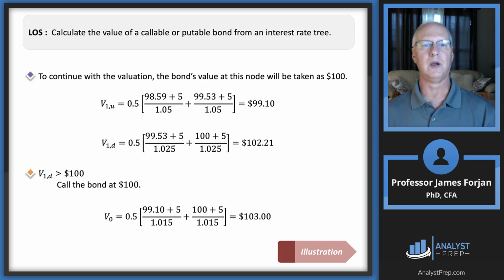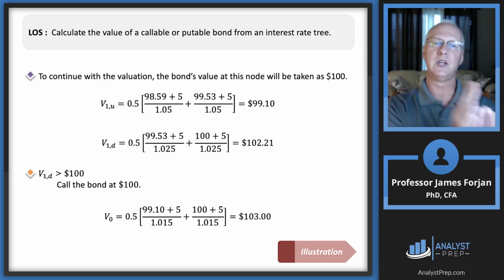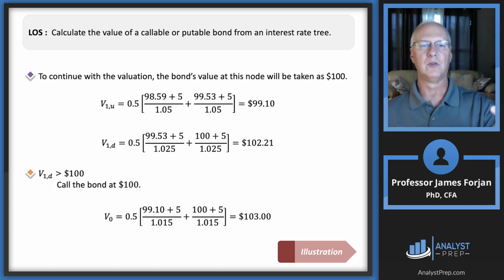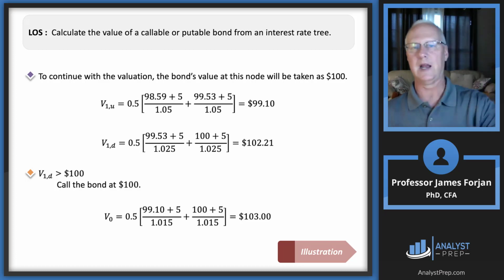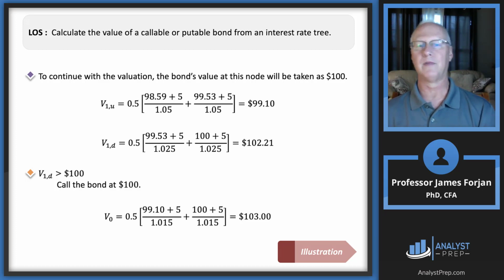So what do we do here? We've got to use that 100 par value and substitute that in for the 101. So continuing to take the present value, so the value at time period 1 using that upper node, we're just going to take half of the 98, half of the 99. Of course, don't forget to add the coupon payment in there. Discount that at the rate given to us at that second time period. Take half of all of that, right? And you get the 99.10.